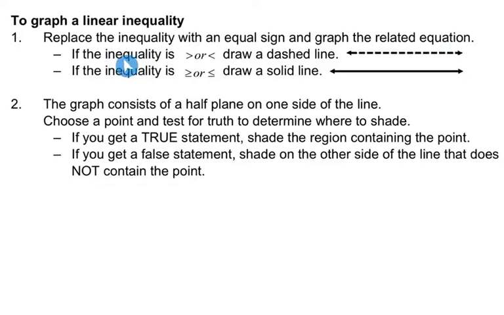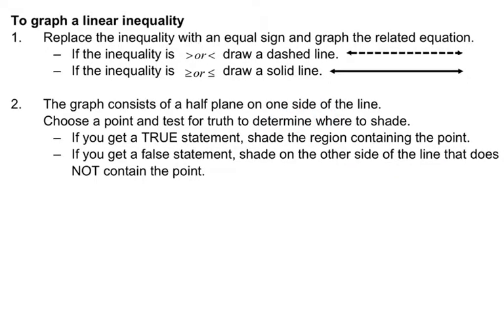Now remember, if the inequality has a greater than or a less than symbol without an equal to, you need to draw a dashed line. And if the inequality does include that equal symbol, that means we can touch that boundary line and we'll draw a solid line there. And then the graph, the solution set, is going to consist of half of that plane. So it's on one side of the line.